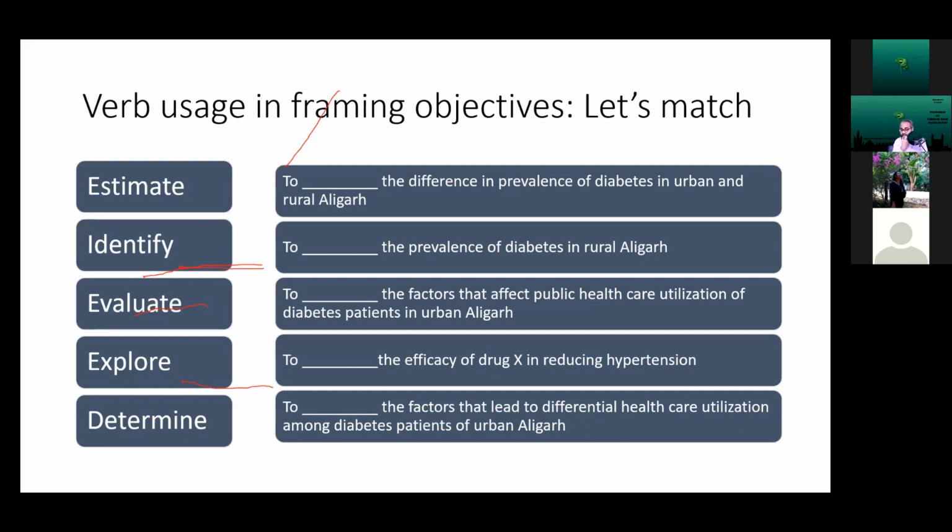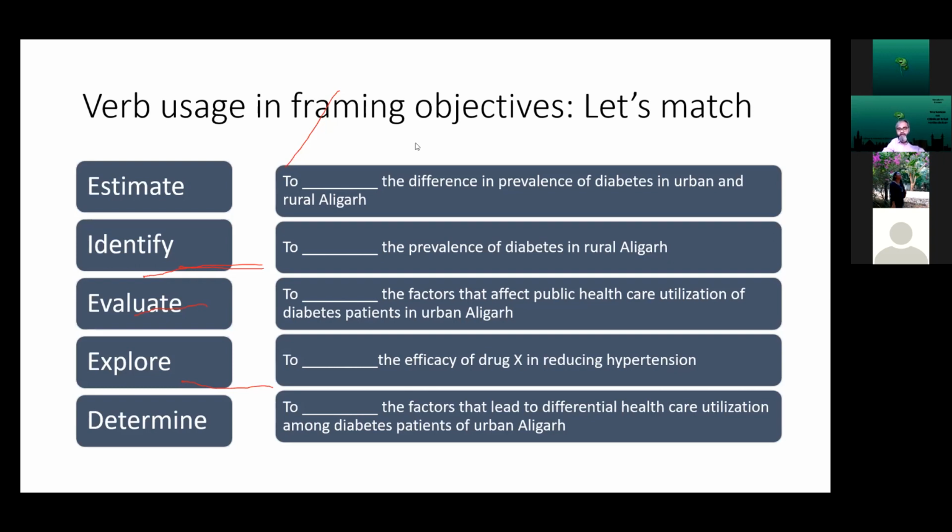And finally, to dash the efficacy of drug X in reducing hypertension. I understand that this is a minor form in the sense that it's not totally SMART here. My emphasis here is verb usage. So to dash the efficacy of drug X in reducing hypertension, you should know what hypertension you are talking about, 150/90, and which drug X, at what dose and at what intervals.